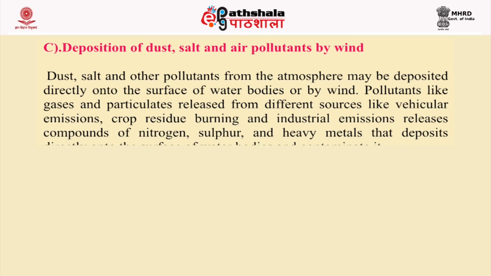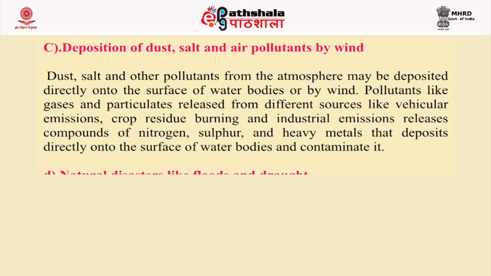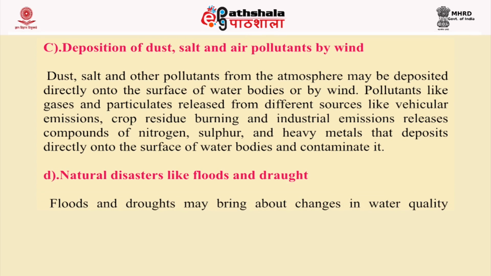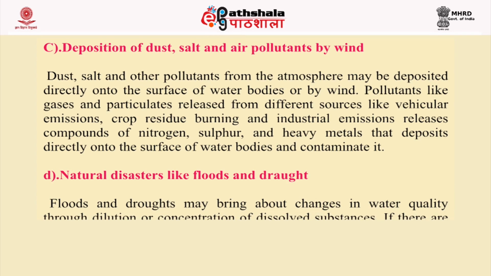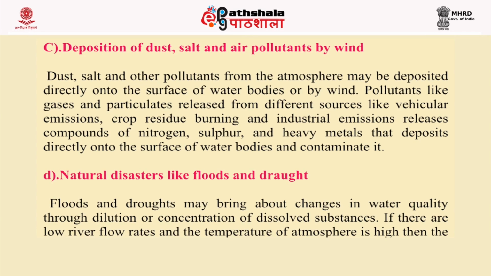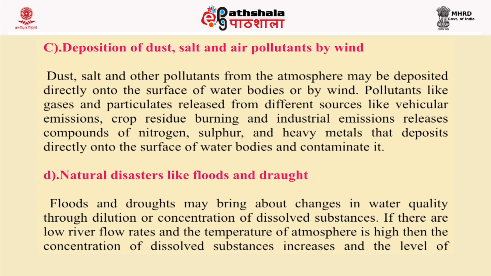Dust, salt and other pollutants from the atmosphere may be deposited directly onto the surface of water bodies or carried by wind. Pollutants like gases and particulates released from different sources like vehicular emission, crop residue burning and industrial emissions release compounds of nitrogen, sulfur and heavy metals that deposit directly onto the surface of water bodies and contaminate it.